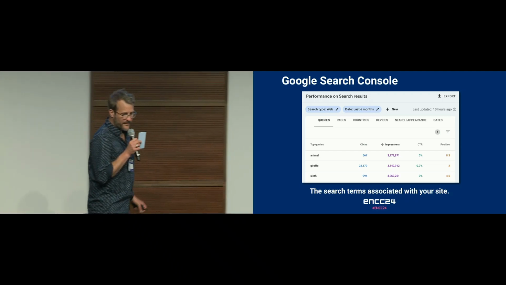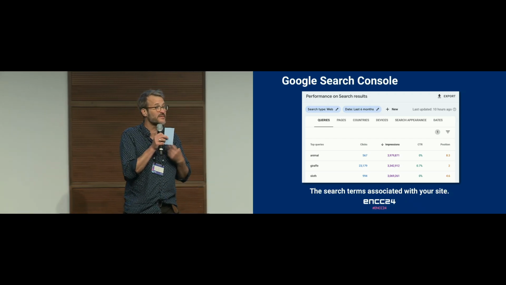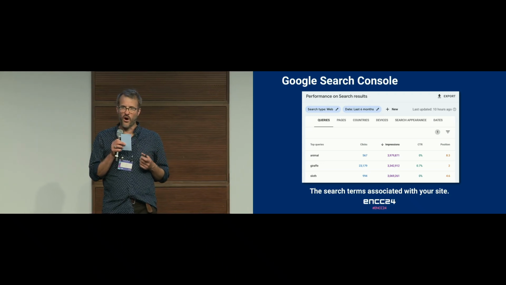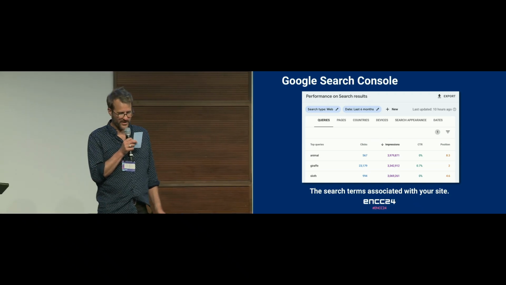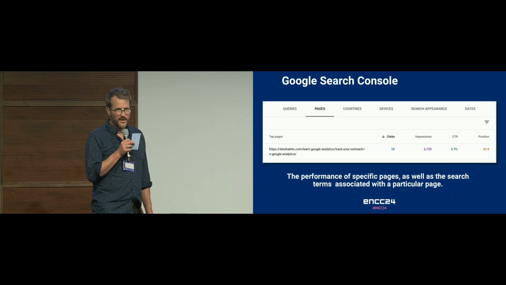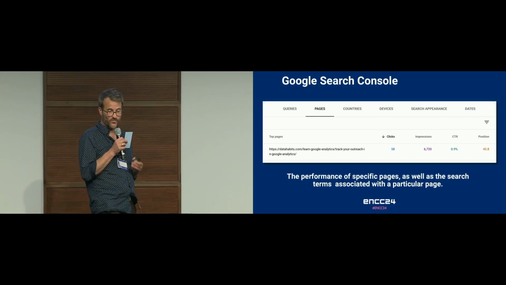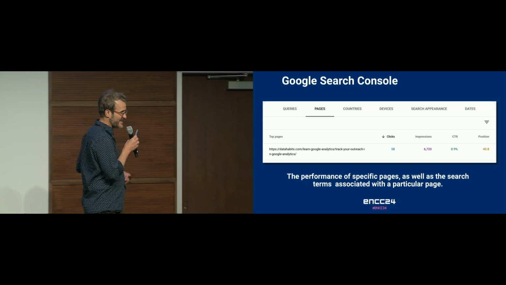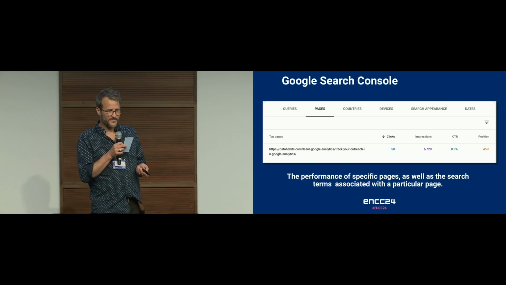It shows the search terms associated with your site. So this is that same site: how many people it's been shown to, the click-through rate for each of those terms, where you are on average in the search results. This particular website does particularly well for the search term giraffe. It gives you the performance of specific pages: how many people it's been shown to, what the click-through rate is, where you are in position. There's 45 for me. That's my website, so do as I say, not as I do.